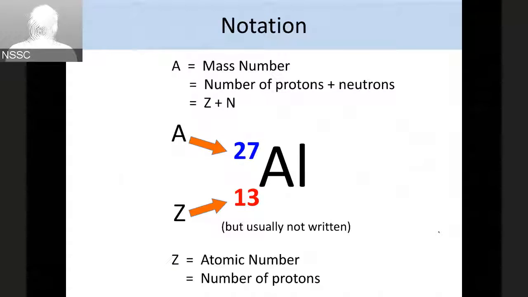You write Z down here. However, you normally don't have to write that, because if you say aluminum, everyone says it's 13. If it's calcium, it's 20. If it's boron, it's 5. So you don't have to write it, because if you know the symbol, you know what that is.